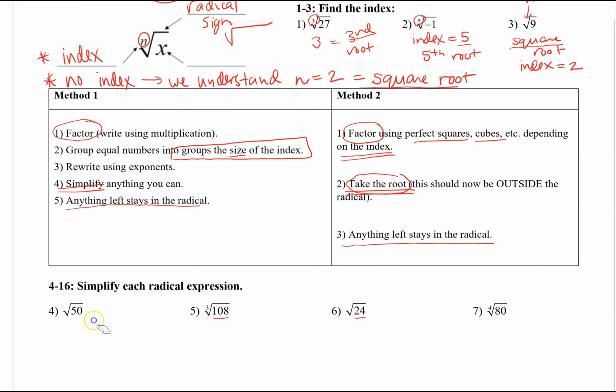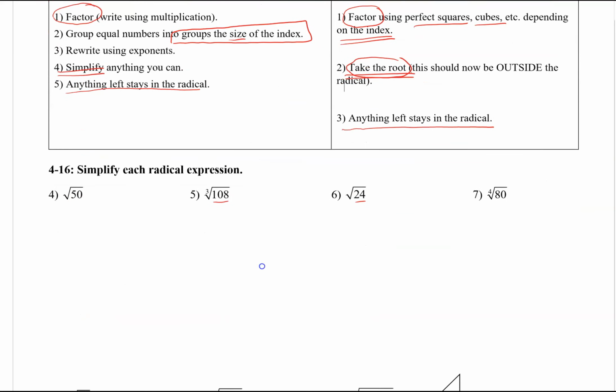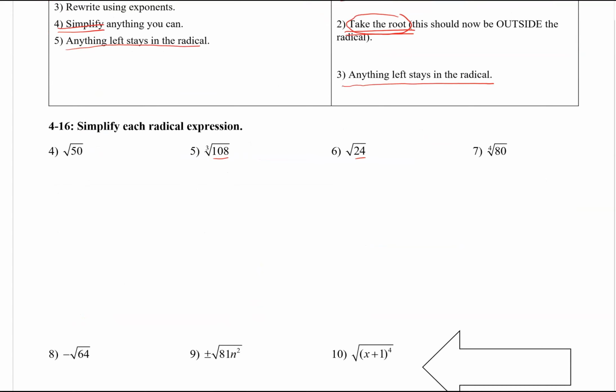So in number 4, this one is a square root. The index here is 2 because there is no index, so we understand the index is 2. That means I'm looking for perfect squares, or you can think of that as groups of 2. Whatever the index is, we look for groups of that size because that would make them perfect squares, and then I could square root them.